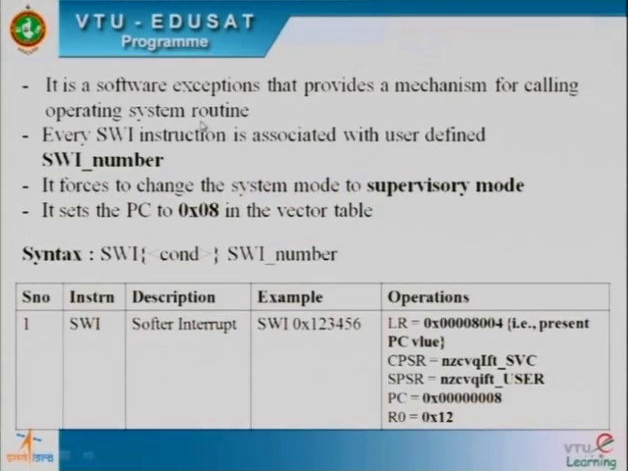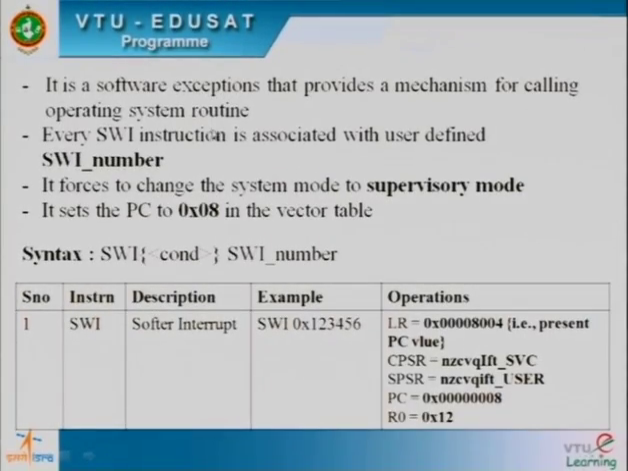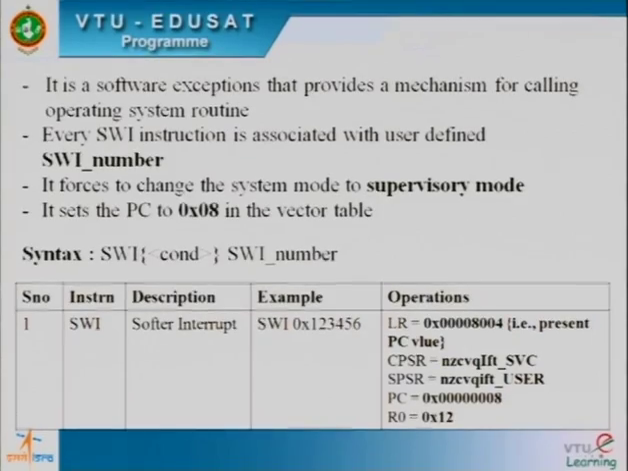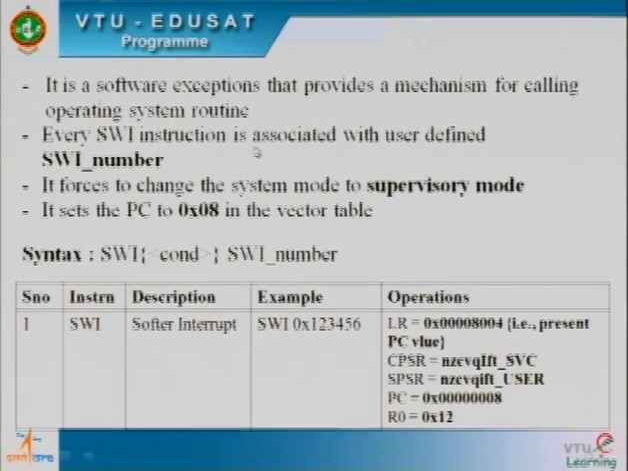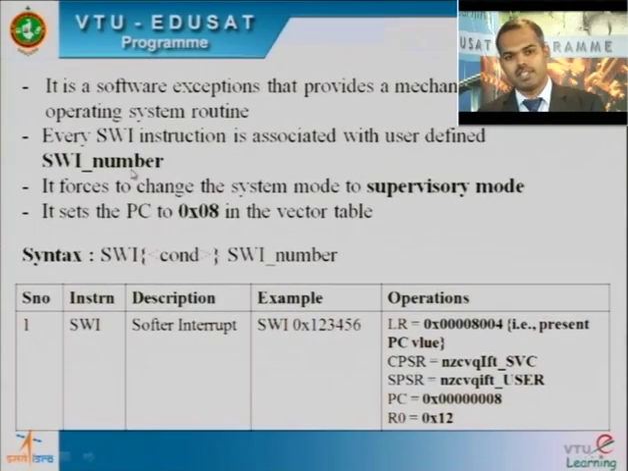Software interrupt instructions are nothing but software exceptions that provide a mechanism for calling an operating system routine. If there is an operating system routine or a function or a subroutine written, and it has to be accessed or called, then you can use software exceptions to call that. Now every SWI instruction, the software interrupt instruction, is associated with a user defined SWI number. We will see what this is in the next slide.